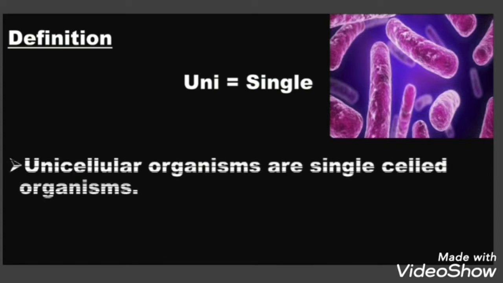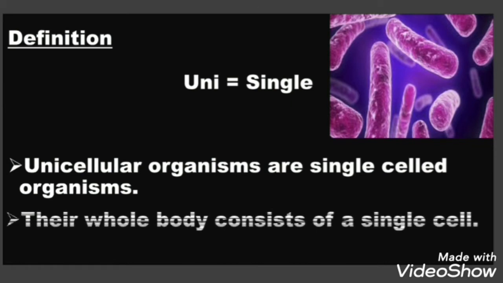Well, then why don't we try to make a simple definition for the term unicellular organisms? Okay, we will make it now itself. You know, as the word uni in their name indicates, they are single-celled organisms. It means the whole body consists of a single cell alone.